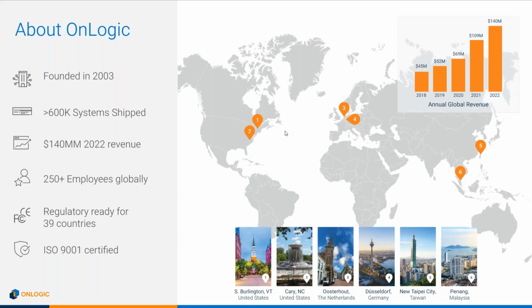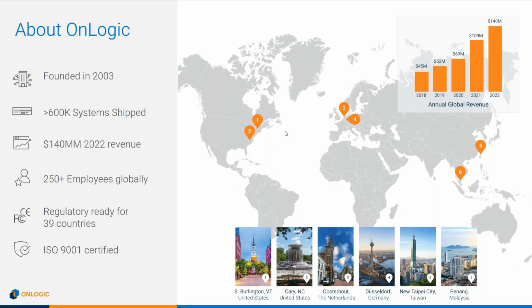So a little bit about OnLogic. As I stated, we have been doing fanless cooling for over a decade, based out of Burlington, Vermont, but we are a worldwide company. We've shipped over 600,000 systems and have over 250 employees globally. We have computers that are ready to go into a number of different environments, a number of different countries, and basically are here to help our customers get computers wherever they need to access data, collect data, do compute, you name it.